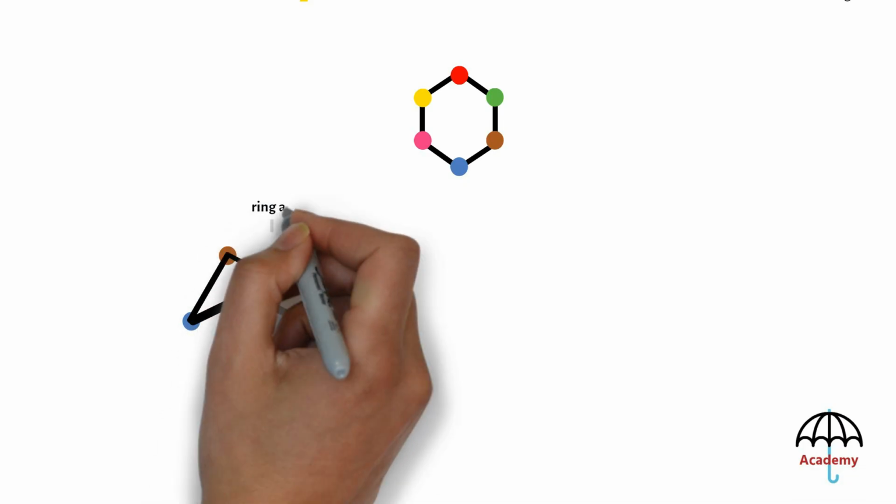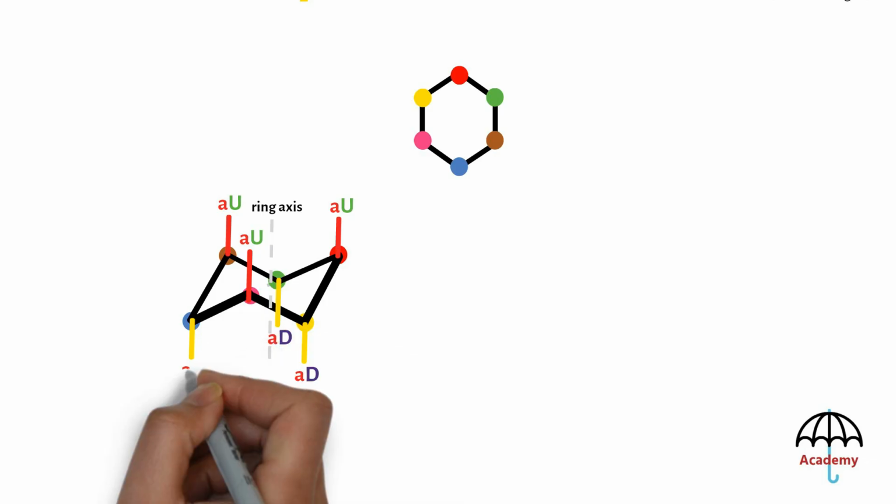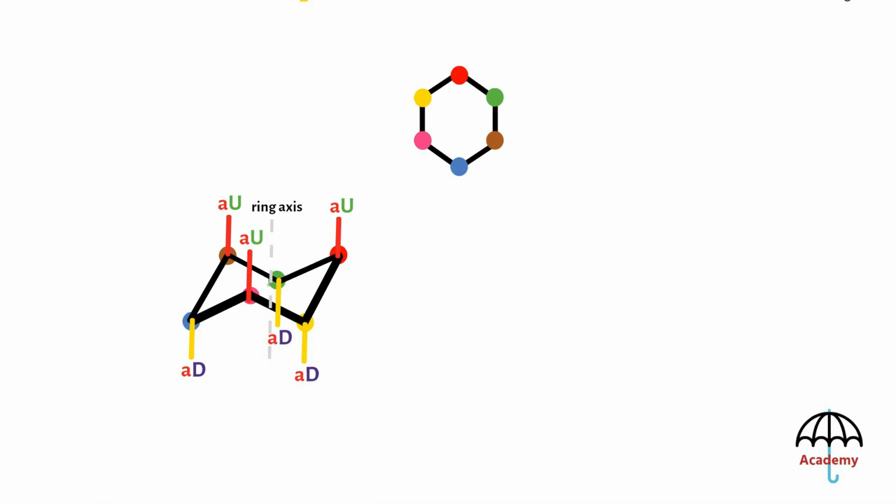This is called the ring axis. The axial positions are parallel to this ring axis. On the three up carbons, I can draw the axial positions in red color, pointing up, parallel to the ring axis. These are marked as A, U, meaning axial up position. On the down carbons, the same can be drawn pointing down in yellow color. These are marked as A, D, meaning axial down position. These are the six axial positions, three up, on up carbons, and three down, on down carbons.